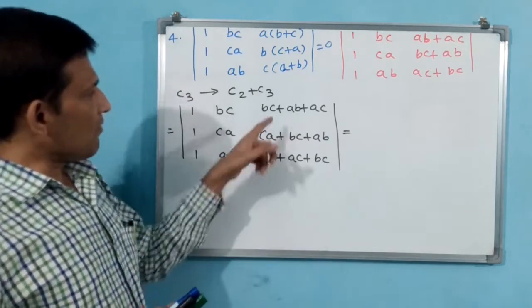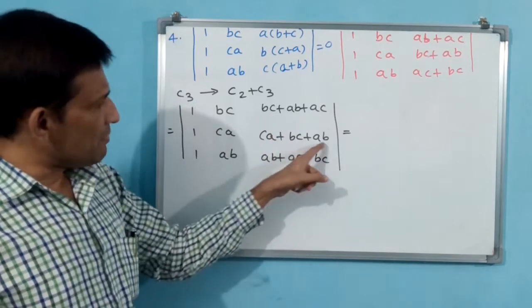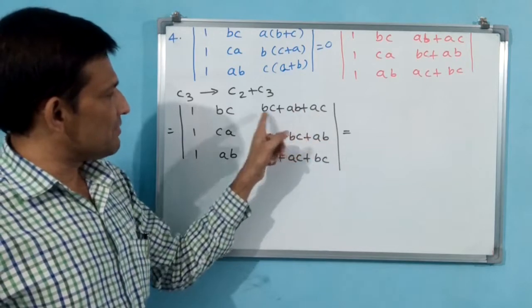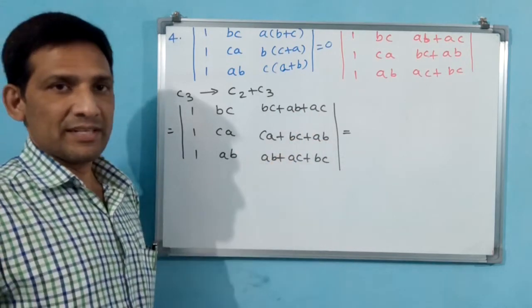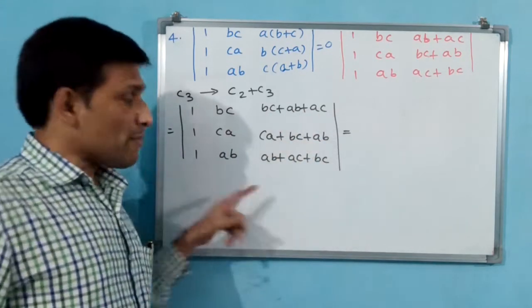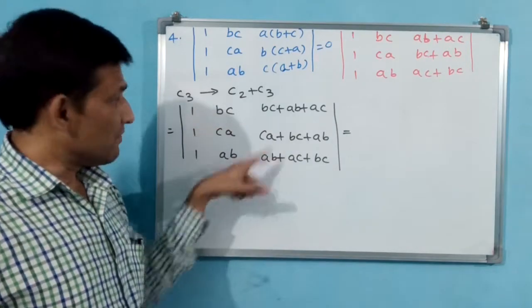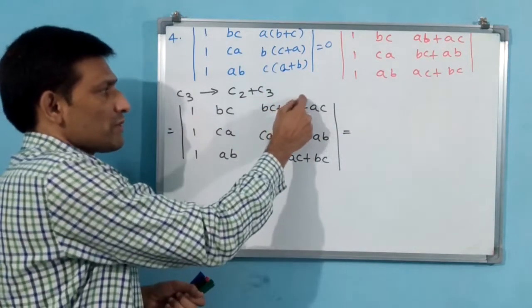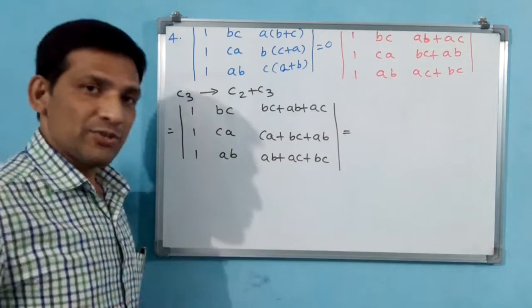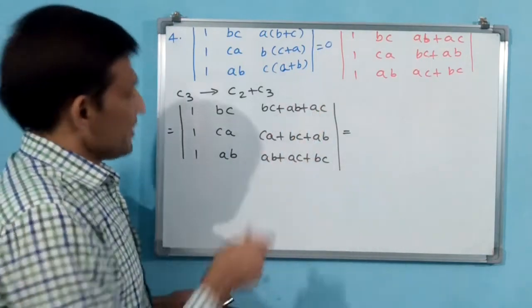Now you tell me all three are equal or not. AB plus BC plus AC, AB plus BC plus AC, AB plus BC plus AC. That's all. Then you can take common AB plus BC plus AC from this column. Then this column is going to become 1, 1, 1. Is it okay? Yes. Take it out.